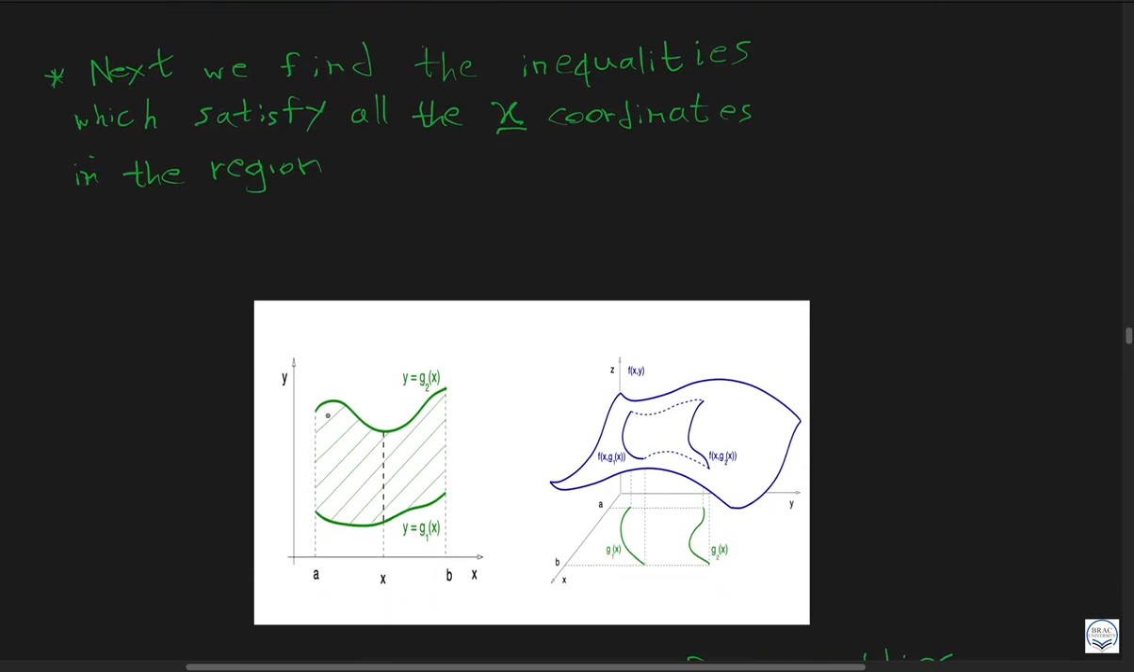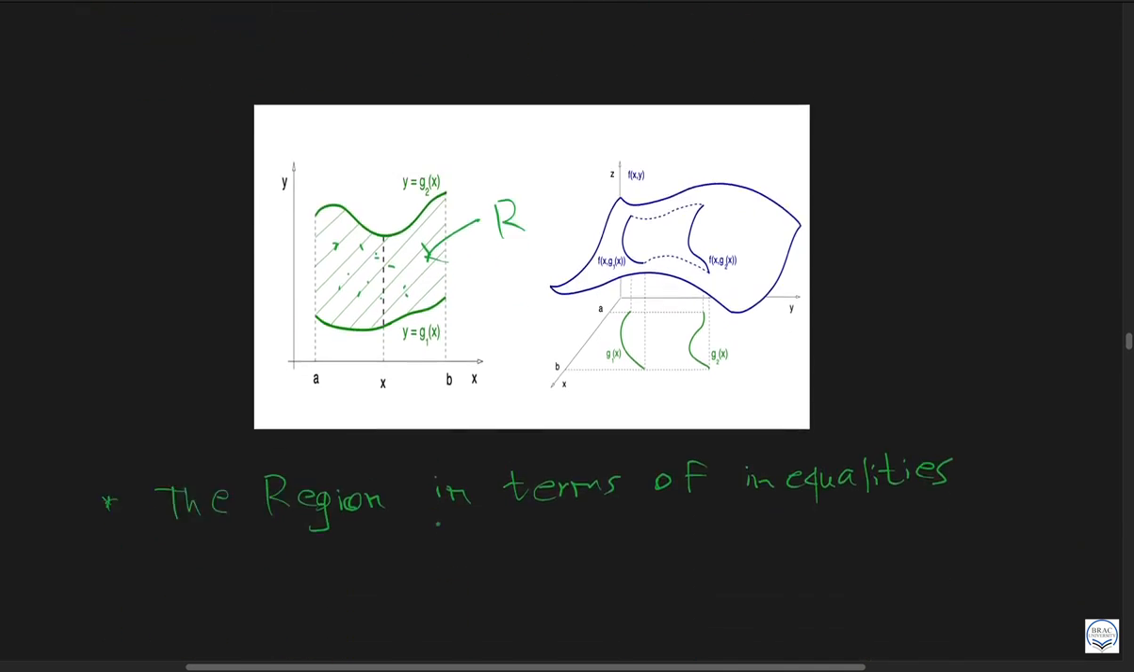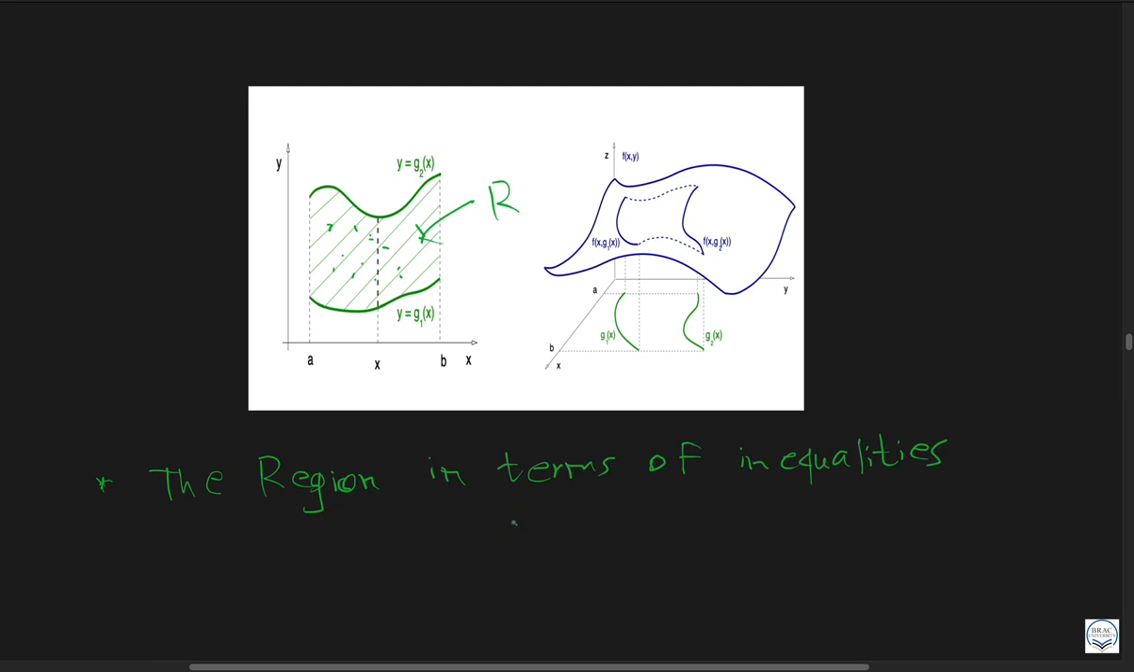Type 1 region is one where we identify all the pair of inequalities in a way that the first inequality that we take will satisfy only the y coordinates. The second one that we'll take will satisfy the x coordinates. Let's look at a graphical example. And here we have a region bounded by two functions, y equals g sub 2 of x and y equals g sub 1 of x. And let's call this region R.